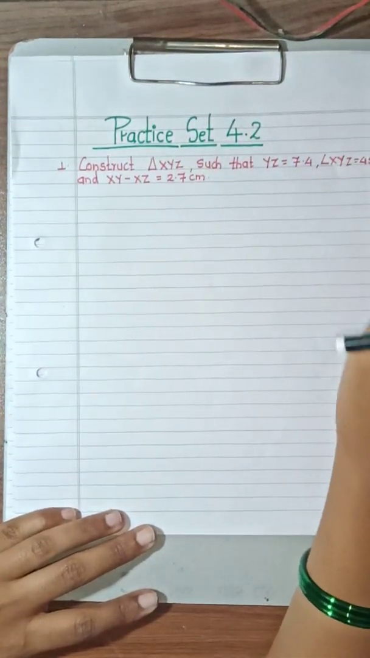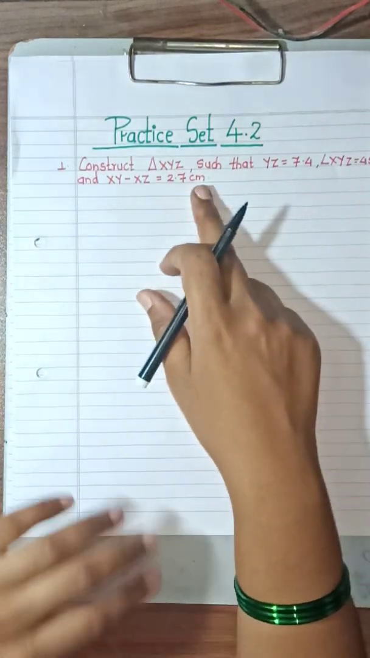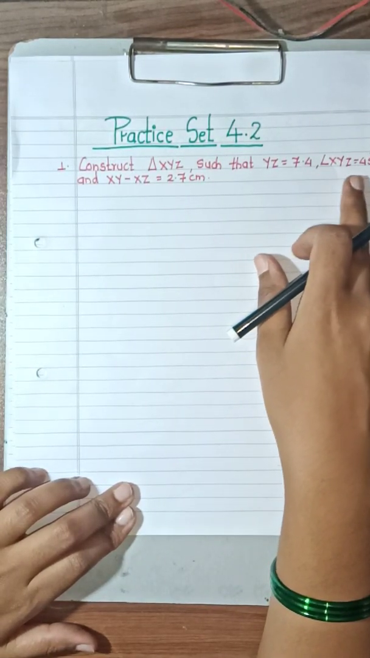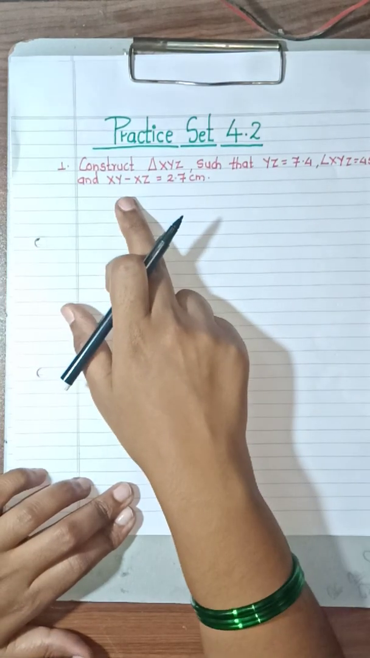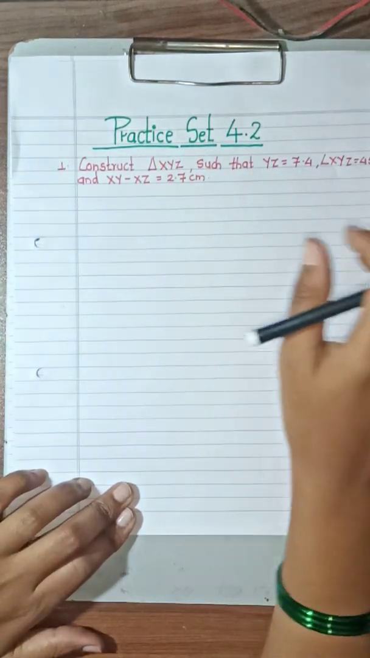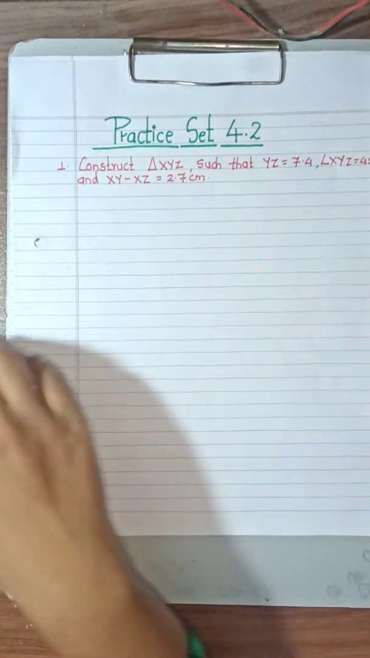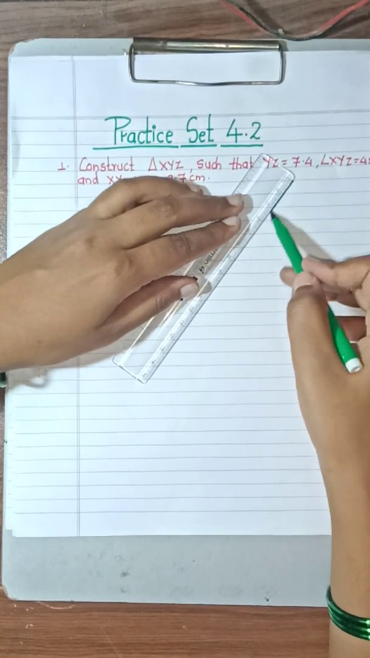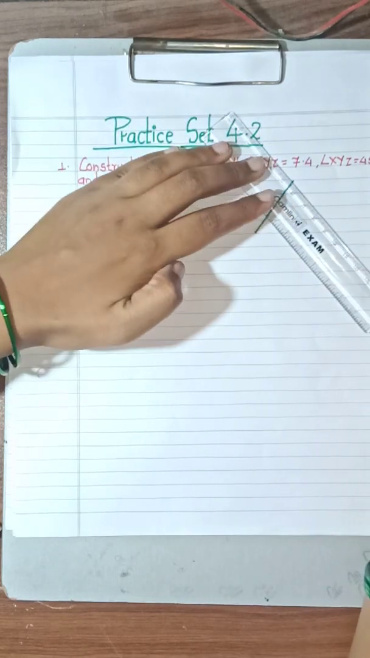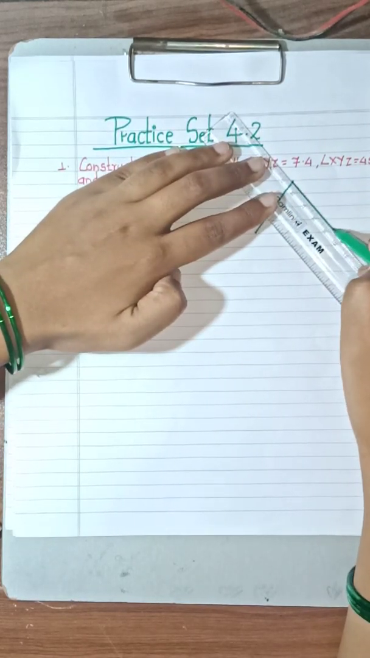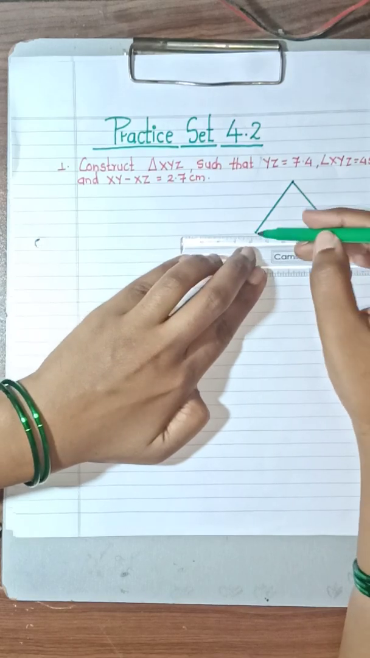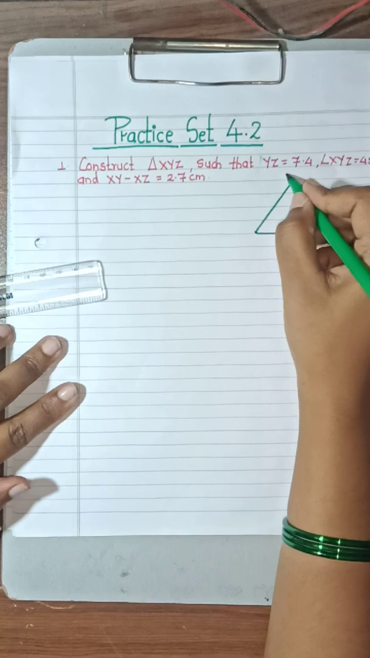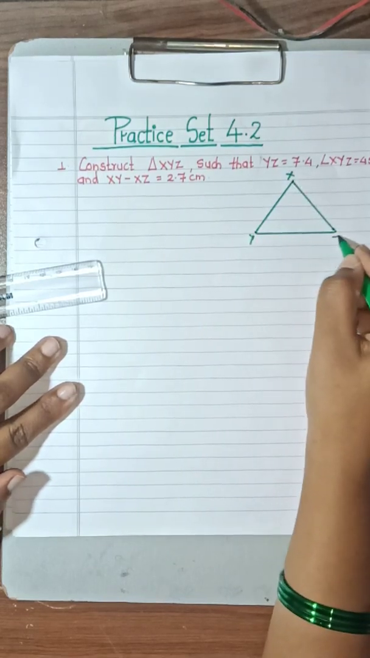Now in practice set 4.2, they have asked you to draw a triangle XYZ such that YZ is 7.4, angle XYZ is 45 degrees and XY minus XZ is 2.7 centimeters. Now first of all, let us draw the rough diagram. Any triangle you can draw over here as a rough diagram. Okay, now this is your X, Y and Z.